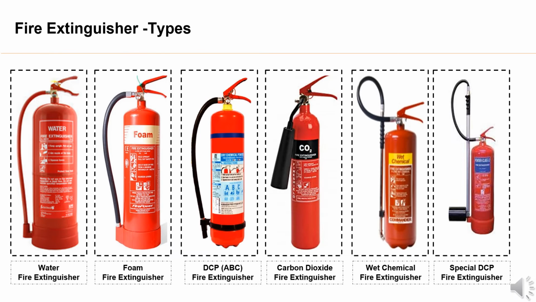What are the different types of fire extinguisher? Types of fire extinguisher. There are 6 types of fire extinguisher. 1. Water fire extinguisher. 2. Foam fire extinguisher. 3. Dry chemical powder fire extinguisher, DCP. 4. Carbon dioxide fire extinguisher. 5. Wet chemical fire extinguisher. 6. Special dry chemical powder fire extinguisher. In the coming slides, we will go through them in detail.